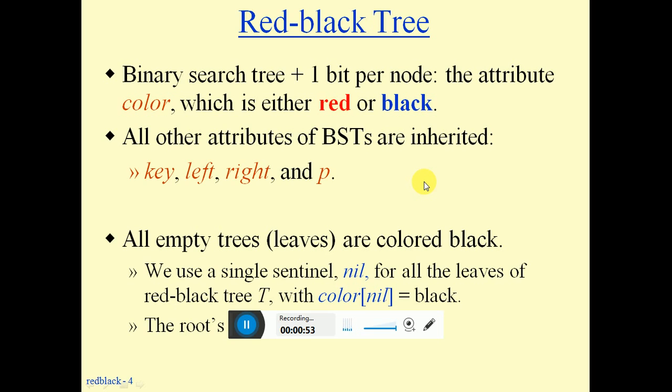A red black tree is a binary search tree plus one extra bit per node: the attribute color, which is red or black. All the other attributes of the BST are inherited: key, left, right, and p. Empty tree leaves are colored black. We use a single sentinel nil for all the leaves of the red black tree, with color of nil equal to black.